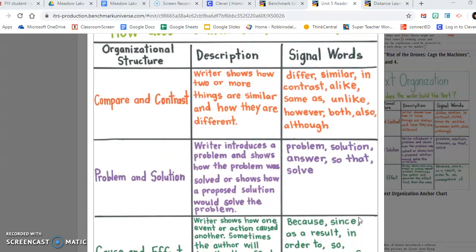Now, the text structure we're going to focus on today is problem and solution. This is when the writer introduces a problem and shows how the problem was solved or shows how the problem could be solved. They give you an idea of a solution. You'll hear words like problem, solution, answer, so that, and solve.